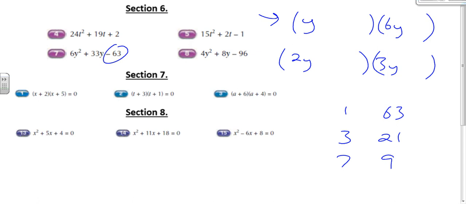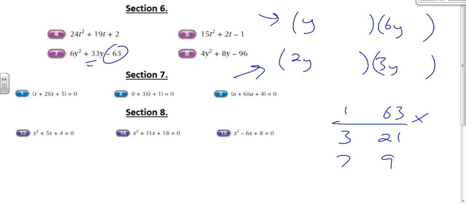So let's have a look. We need to make 33. So just having a look, if we start off with this one down here, if we use 1 and 63, we're going to have 1 times 3y and 63 times 2y. That's going to be massive. We don't use that. Or if we swap it around, 63 times 3y and 2y times 1, again, it's going to be massive. So we're not going to use that one.